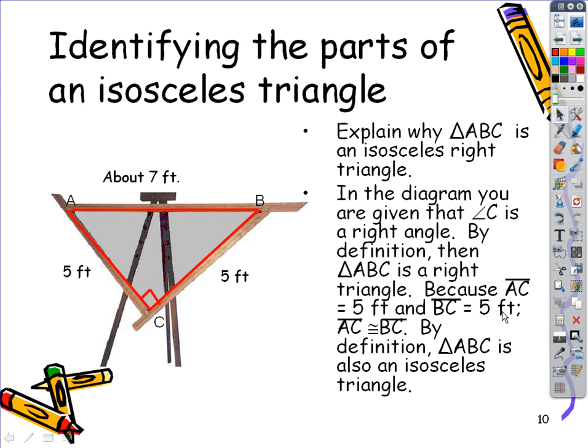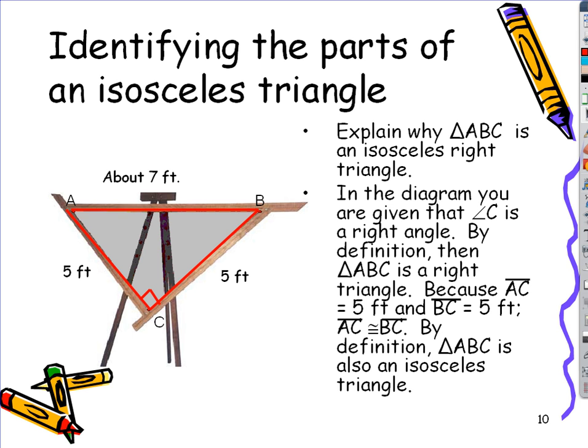Okay? And now that we've talked about the vocabulary a little bit, let's do some stuff with this. So here we have a picture. I don't know what this is supposed to be, but it's some kind of a structure here. So first of all, if this is vertex A, that's B, and that's C, why is triangle ABC an isosceles right triangle?